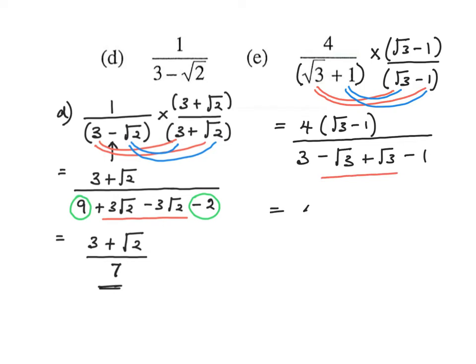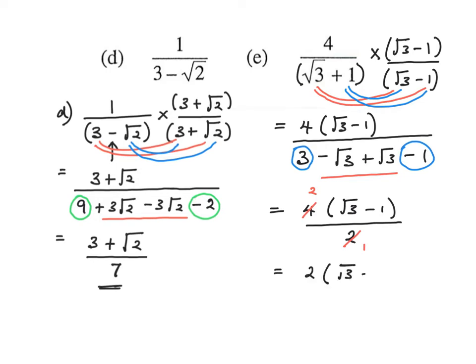So we have 4 bracket root 3 minus 1 over 3, take away 1 is 2. Now you can see, I hope, that we have a 2 on the bottom. 2 goes into itself once, into this 4 twice. So the final answer then is 2 lots of root 3 minus 1.